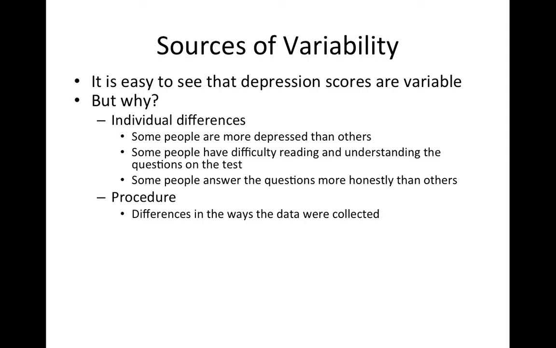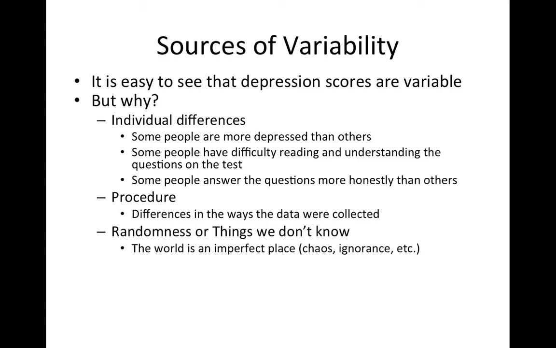Whereas another experimenter might say, okay, 6. That can be a source of variability. And there are other ways in which the data collection procedures can have variability intrinsic to them. There may also be, and this is somewhat argumentative, randomness in the world, or things that we don't know that are sources of variability.